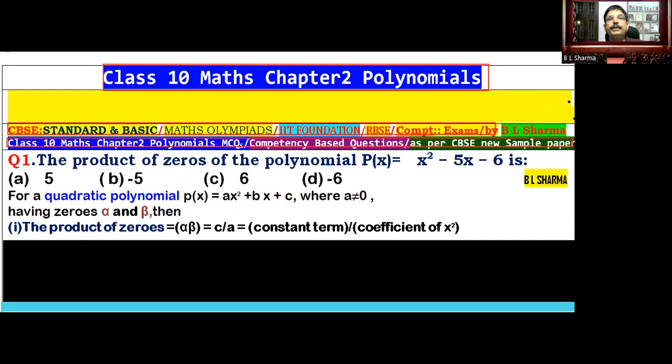Similarly, for this we have to compare here. The constant term here is minus 6, and the coefficient of x square, since it is not written, is 1. So we can write that the product of zeros, which is given by the constant term upon the coefficient of x square, is minus 6 upon 1. So that is minus 6. So we can say that D is the correct option.